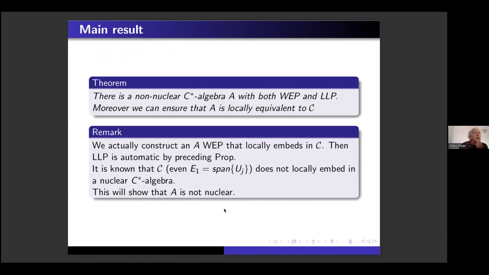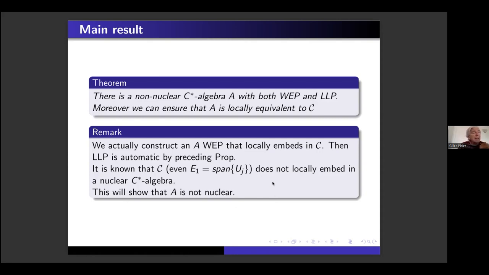So in fact, what we construct is a WEP. We concentrate on WEP, but the difficulty that we have is that we must force it to locally embed in script C. This is the difficulty, to have at the same time that constraint. If we manage to locally embed it in C, then the preceding proposition tells us that we get in the end the local lifting property, because if we locally embed in C and we have WEP, then we have local lifting property. So this is the procedure we use to construct the example.